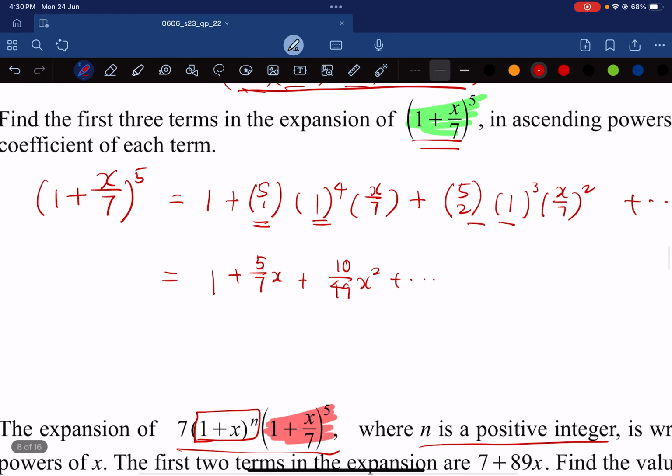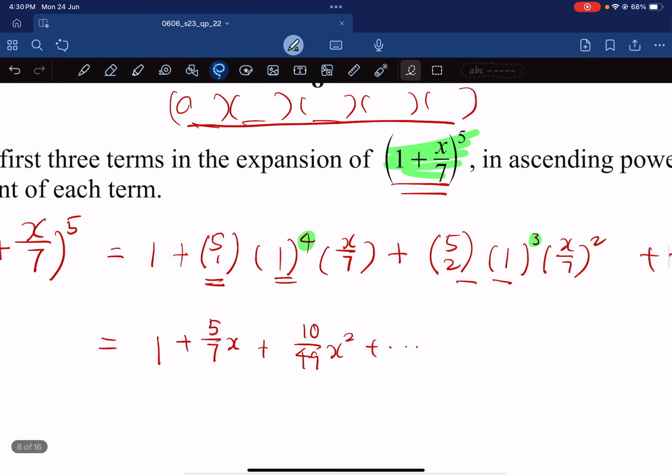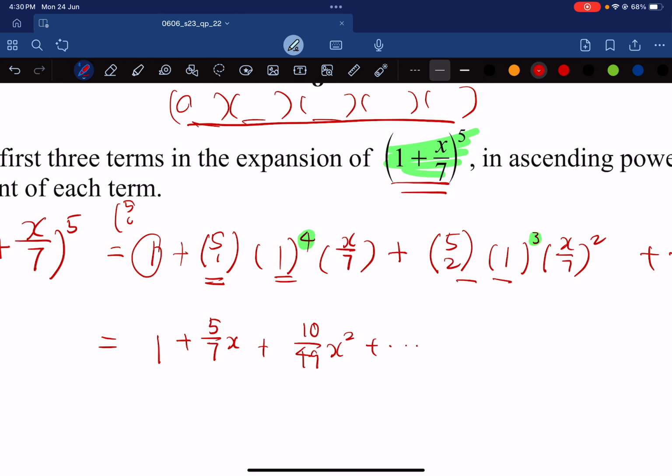1 to the power of n minus 1, because if you observe the pattern, the power is decreasing one by one. You can view it as 5, 0, 1 to the power of 5, x over 7 to the power of 0. The power of the second term is increasing 1 by 1: 0, 1, 2. The power of the first term is decreasing 1 by 1, and so on. And this is 5 CR, 5 CR, and so on.